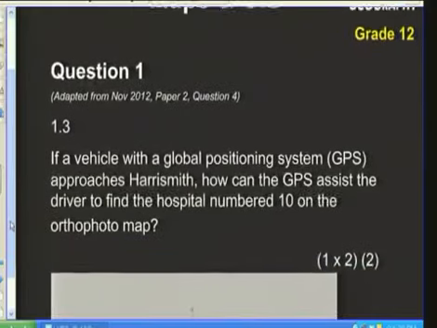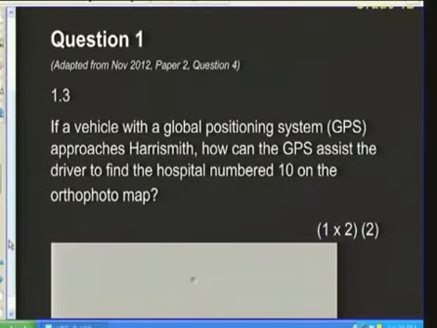1.3. If a vehicle with a global positioning system or GPS approaches Harrismith, how can the GPS assist the driver to find the hospital numbered 10 on the orthophoto map? So what they're saying to you is, you're traveling with an orthophoto map and you're trying to find the hospital. How does a GPS help you to do that?